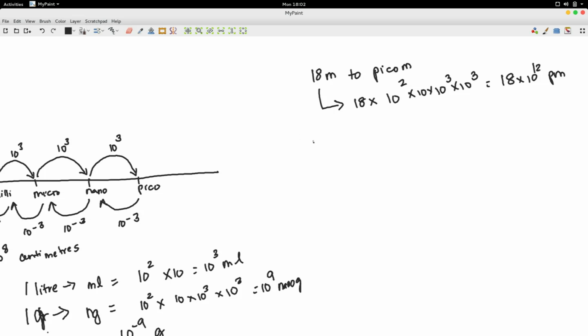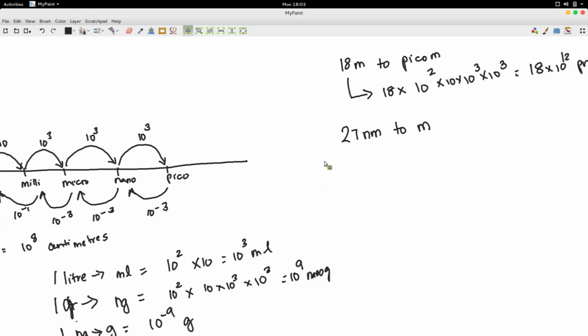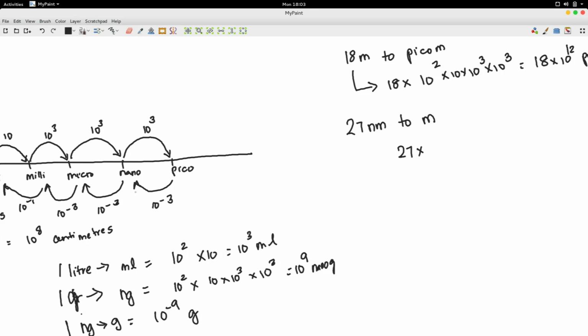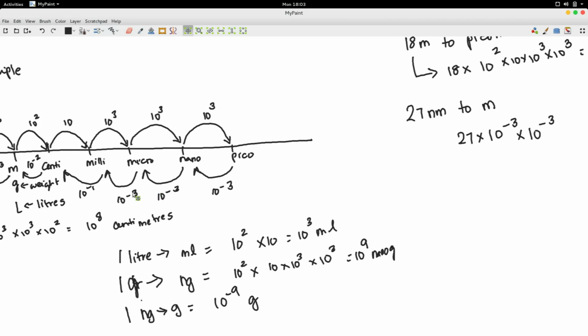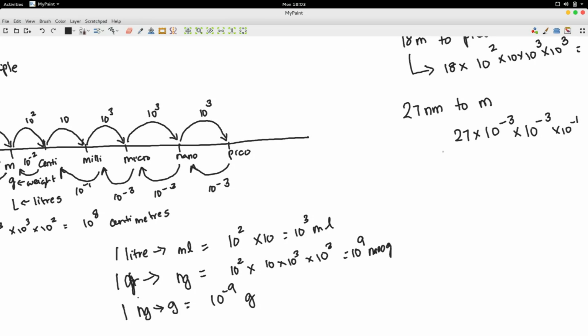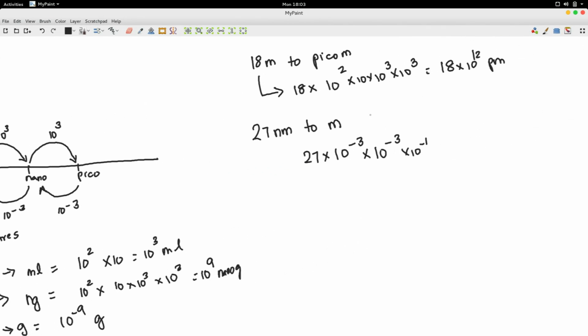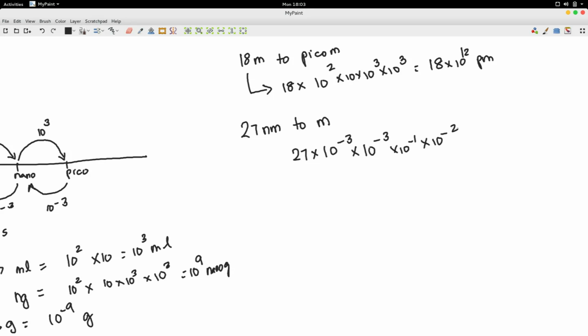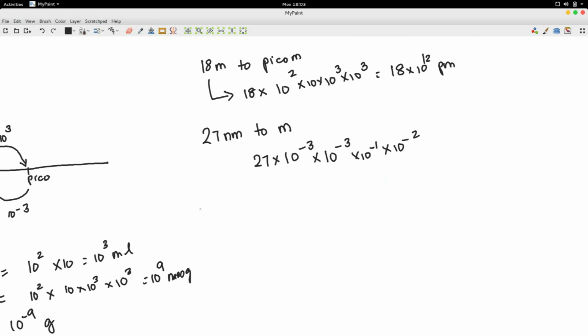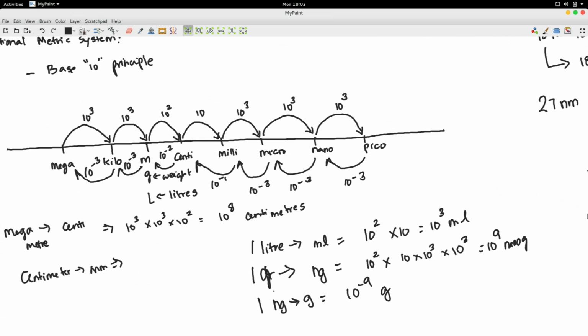Suppose you want to convert 27 nanometers to meters, then you're going in the opposite direction. So first you start with 27 times nano to micro, you multiply by 10 raised negative 3, micro to milli, another 10 raised negative 3, milli to centi, it'll be 10 raised negative 1, centi to meters, 10 raised negative 2. And lastly, that's where we stop because we're going up to meters, so that'll be 27 times 10 raised negative 9 meters. So that's how you do conversions with the metric system.